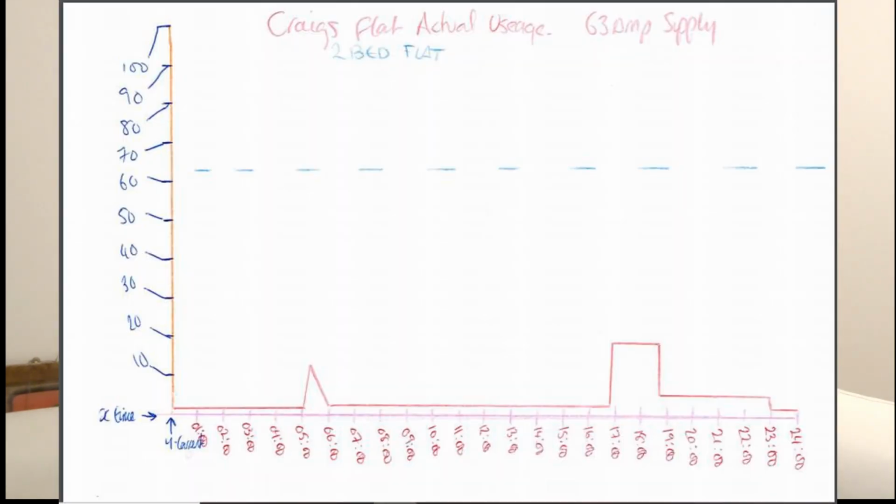Here's my actual usage of the flat. I use hardly anything, you can see. And don't judge because it's in crayon. It's very accurate. I've actually monitored it perfectly. So the point is, you can apply diversity, and you should, because we are trying to save the planet, and if we're not going to use all that copper, then you've got to be careful. But it is an engineer's judgment, and if you're the engineer, then that's your judgment.